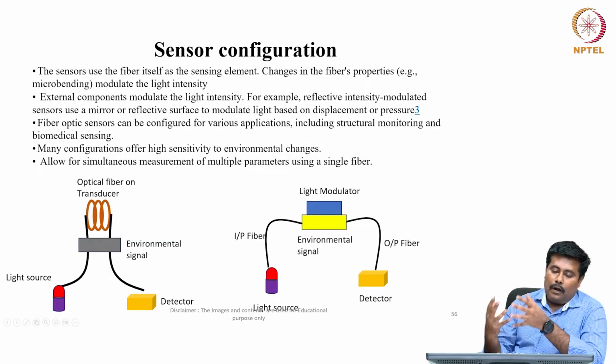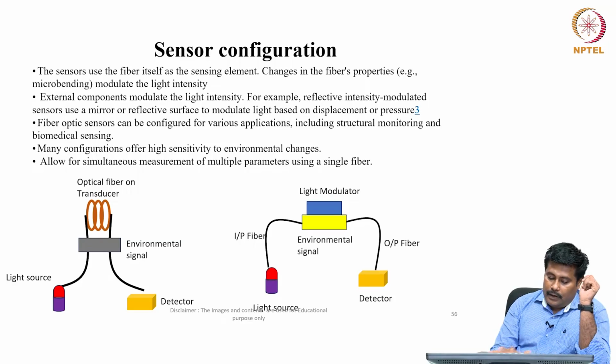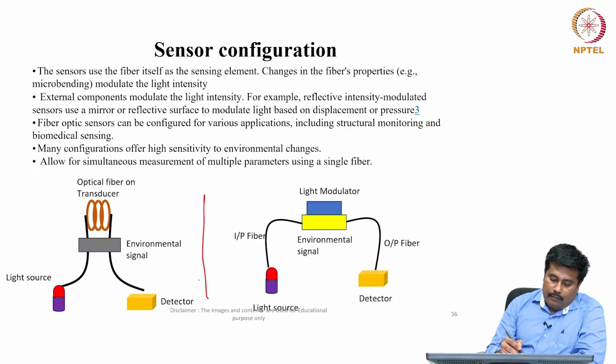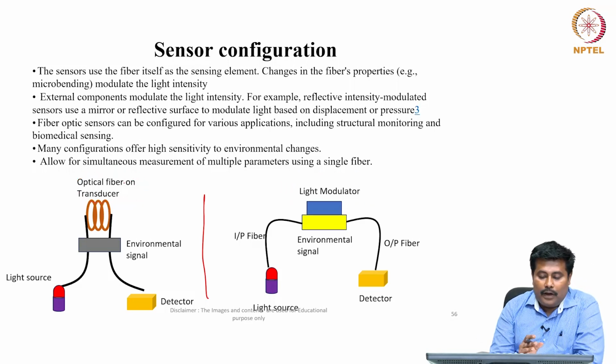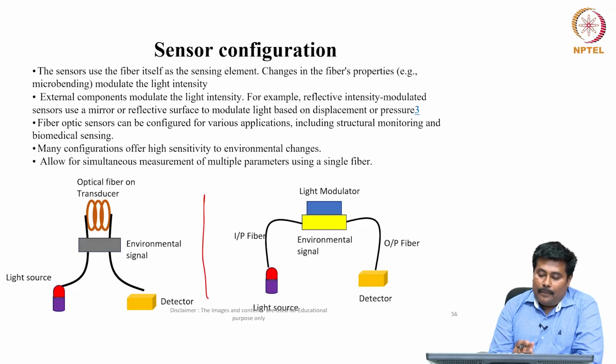Now when we talk about optical fiber based sensor configuration, there are two different sensor configurations displayed. One set of sensor configuration includes the optical fiber as transducer, and the other set of sensor configuration is with reference to a light modulator. Now the sensor uses the fiber itself as a sensing element. Change in the fiber properties, for example micro bending, modulates the light intensity.